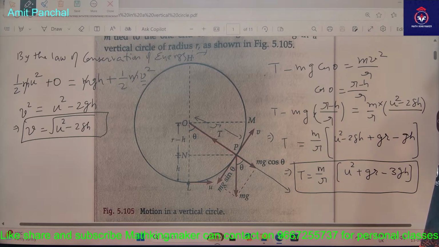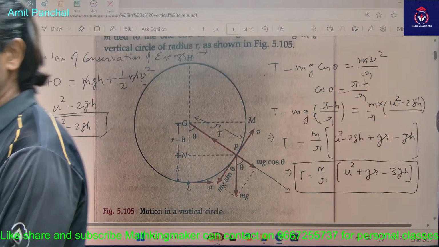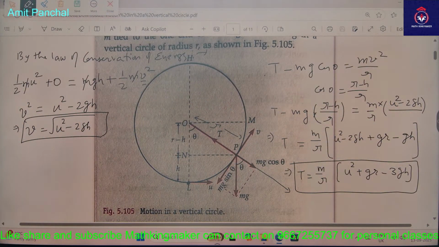Should I draw the circle? Just write down the formula only, and we'll discuss all the scenarios: how much tension will be at the top, how much tension will be at the bottom. That thing we are going to discuss here.